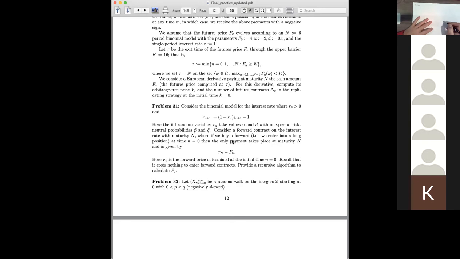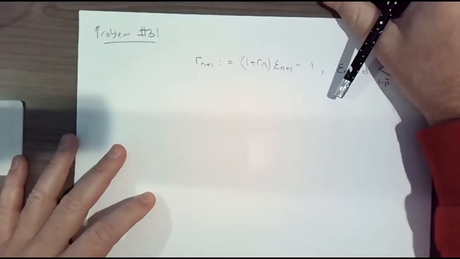So let me write down what the model says. So Rn, I'm just copy pasting the formula for the interest rate. This is the important part. This is one plus Rn, and then there's an epsilon n plus one minus one in there. And the epsilons are IID, and they take two values, U and D as we used to. Okay, so I just copy pasted what was in the problem formulation on my sheet of paper.